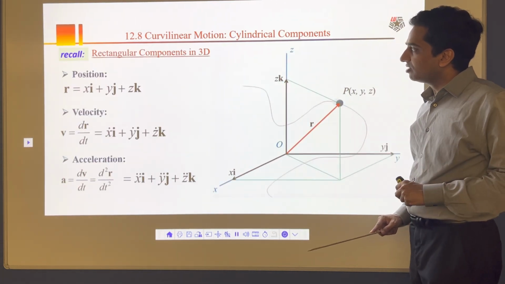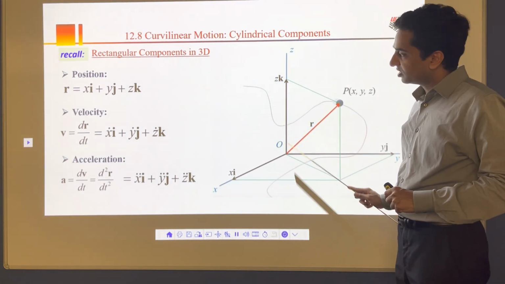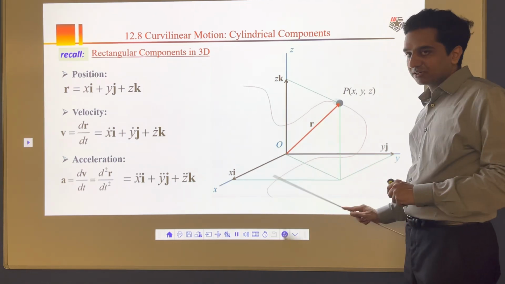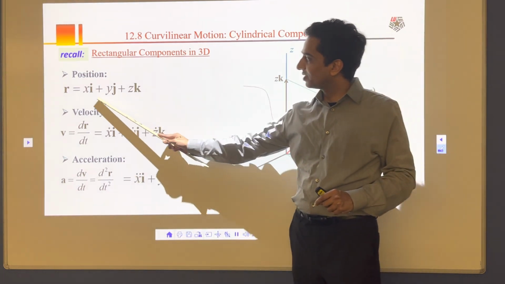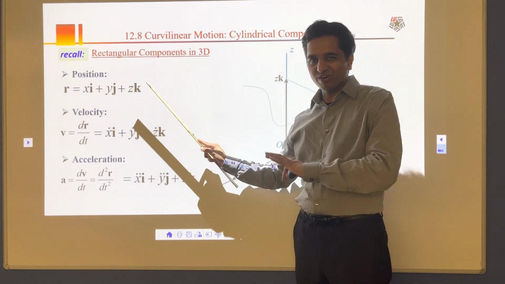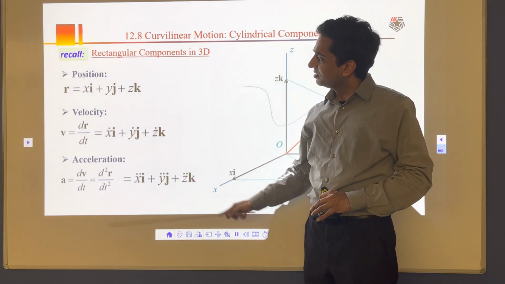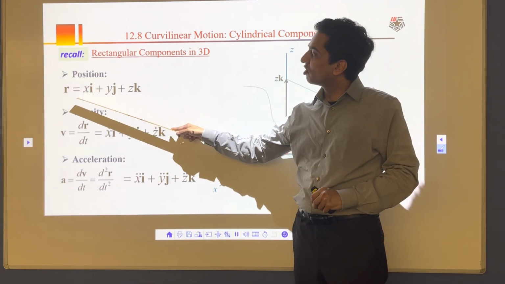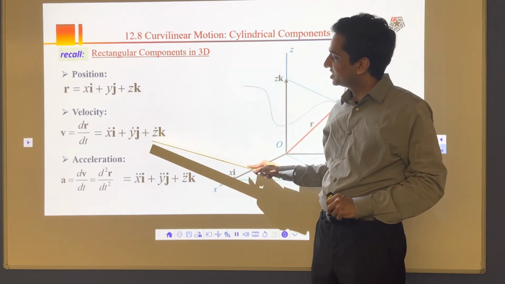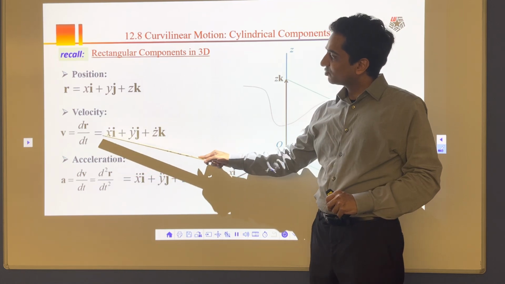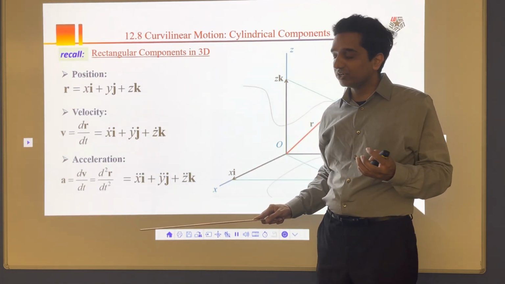Just a recall: if we are using the regular Cartesian coordinate system, and a particle is traveling in a curved path, then the position r is given by the formula xi plus yj plus zk. Then the velocity is nothing but dr by dt. Differentiating with respect to time, I get x dot i, y dot j, z dot k. That's the x velocity, y velocity, and z velocity, and i, j, k are your unit vectors.